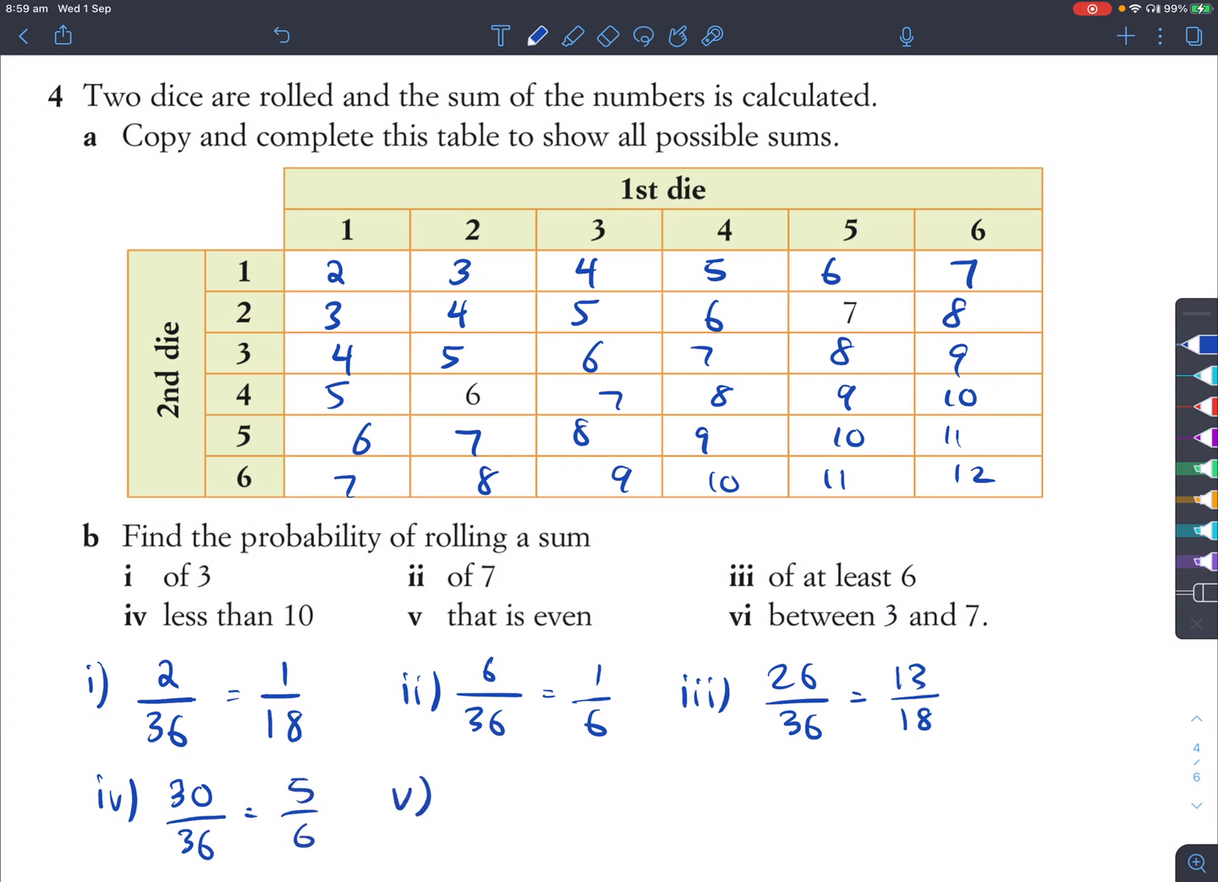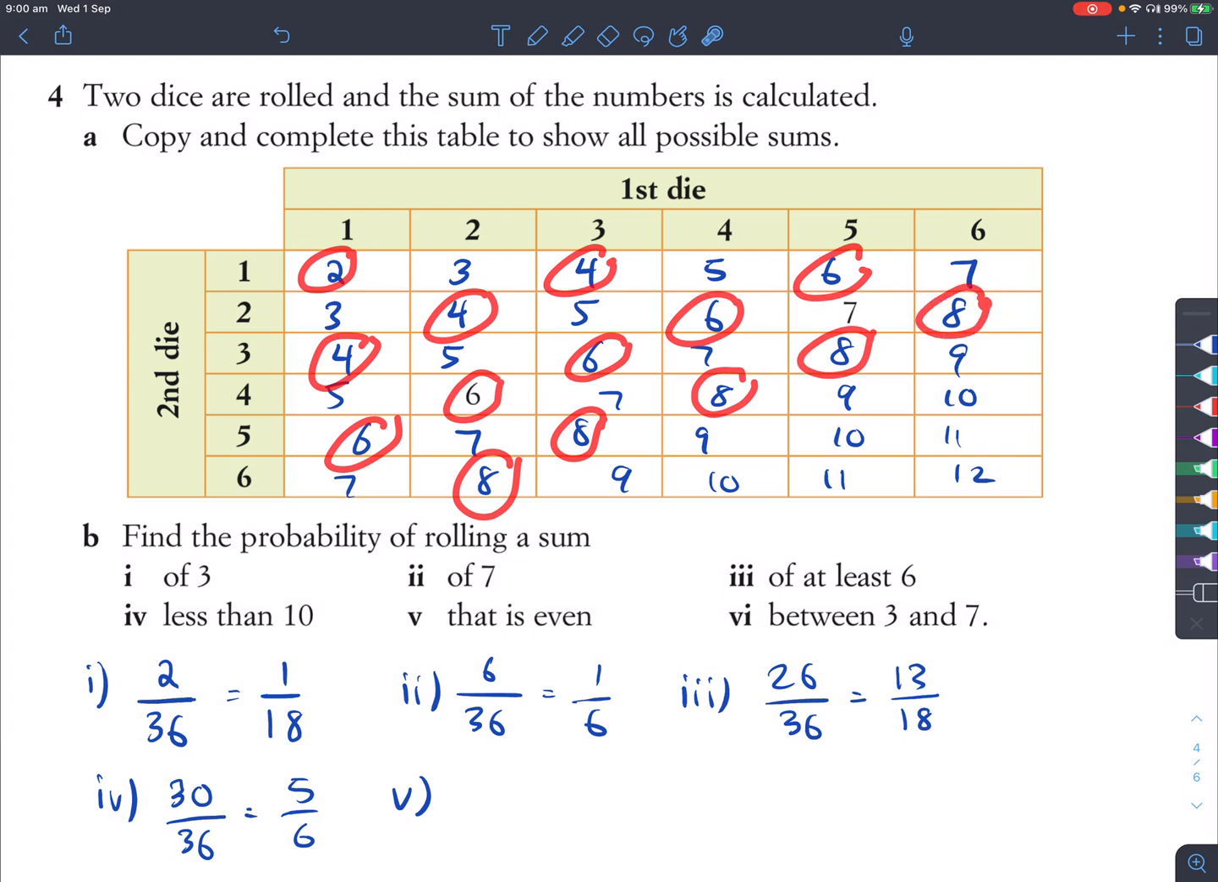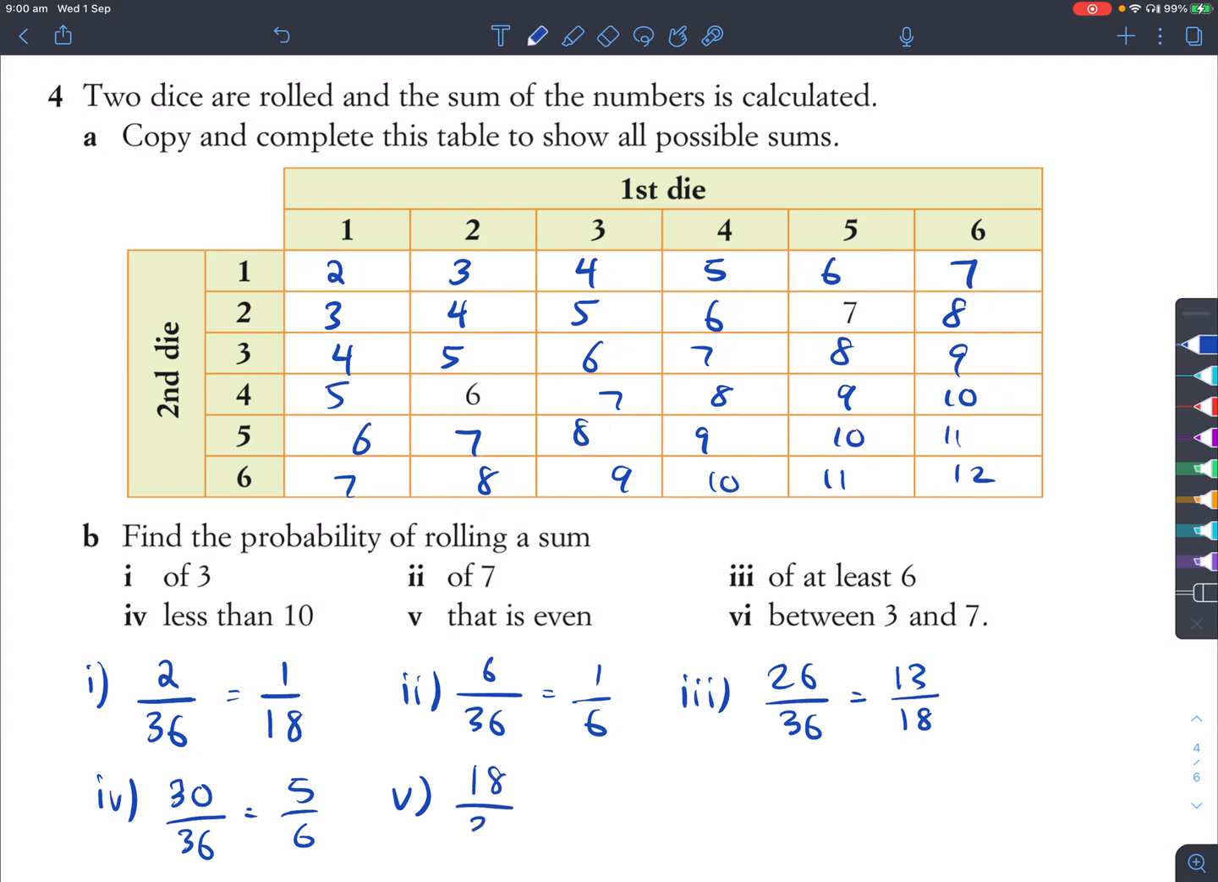Okay? Then let's calculate the probability of a sum that's even. So that's all the 2s, 4s, 6s, and 8s and 10s. So let's count 1, 2, 3, 4, 5, 6, 7, 8, 9, 10, 11, 12, 13, 14, 15, 16, 17, oh, and 18, sorry. There's a 12 there, that's an even number as well. So that's 18 out of 36, which is magically half. So half the numbers in this lot here are even, and half of them are odd.